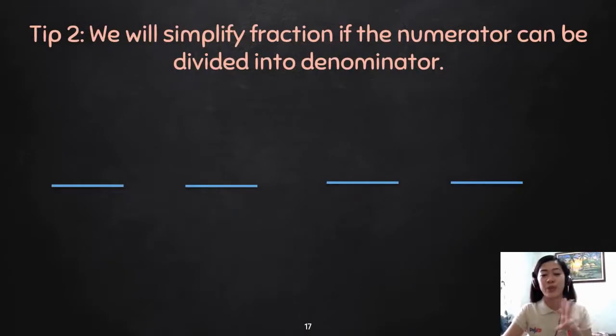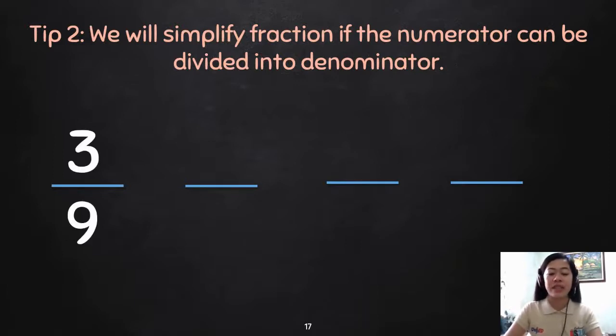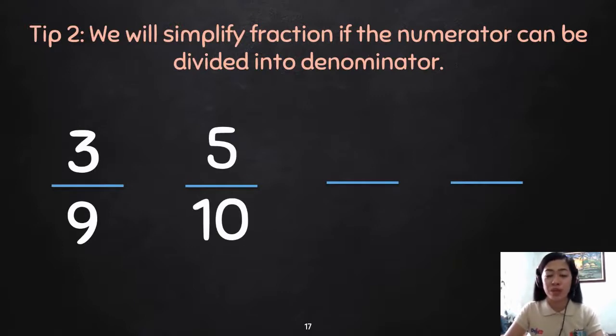Tip number 2. We will simplify fraction if the numerator can be divided into denominator. Kapag dinivide natin ang denominator sa numerator, whole number ang sagot. Example, 3/9. 9 divided by 3 is 3. Okay? So, yung quotient nila is whole number. Kapag ganyan, dapat nating i-lowest term. Another example is 5/10. 10 divided by 5 is 2. 2 is a whole number.